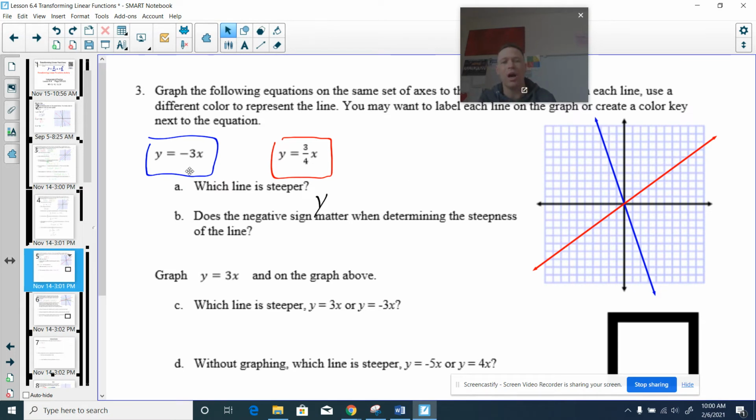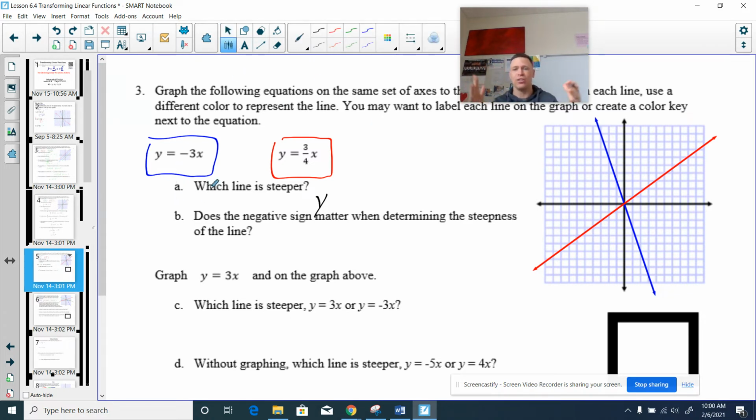So here's the deal. Which line is steeper? I was going to say y equals 3x, +3x was the steepest line. So now that I've changed the sign, is that still the same answer? And the answer to that question is yes. It's still steepest, right? So here's the analogy that I usually give students. Imagine a set of stairs, right? And you're going up or down that set of stairs. Does the direction in which you travel change the steepness of the set of stairs? And the answer to that question is no.